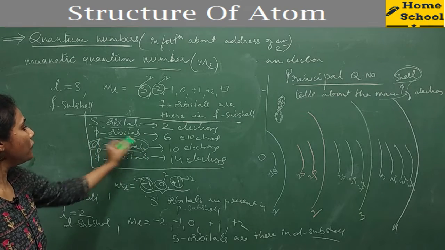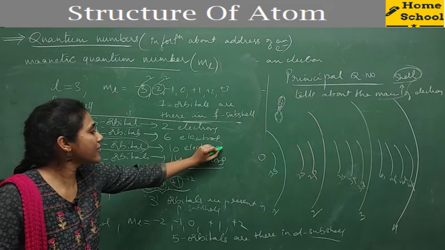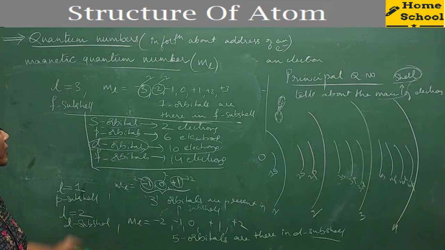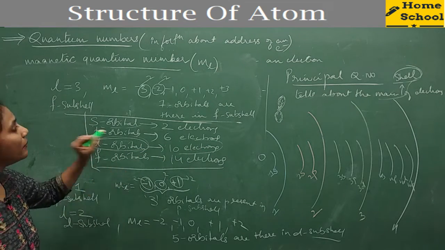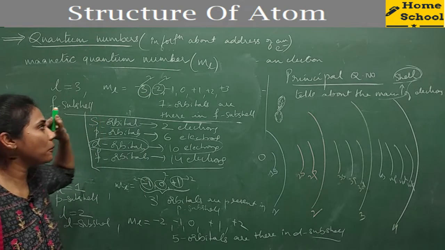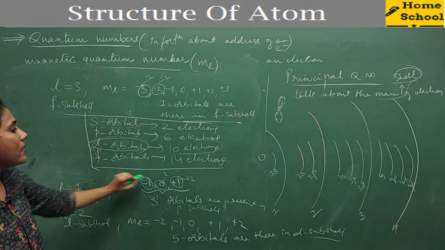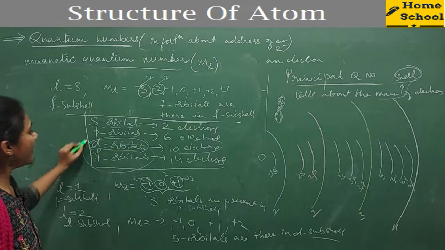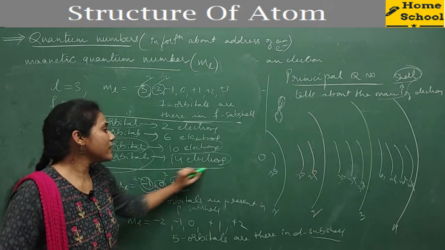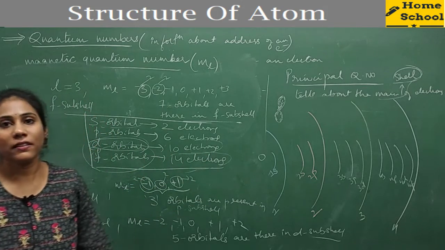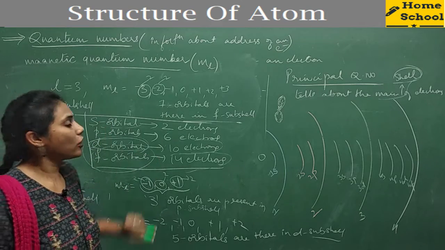Together in all the 5 d orbitals, how many electrons can stay? 10 electrons. So we have f orbitals. How many f orbitals are possible? 7 are possible. In each one, 2 electrons can stay. So in all the 7 f orbitals, how many electrons can stay? 14 electrons. Okay, so this is the concept.